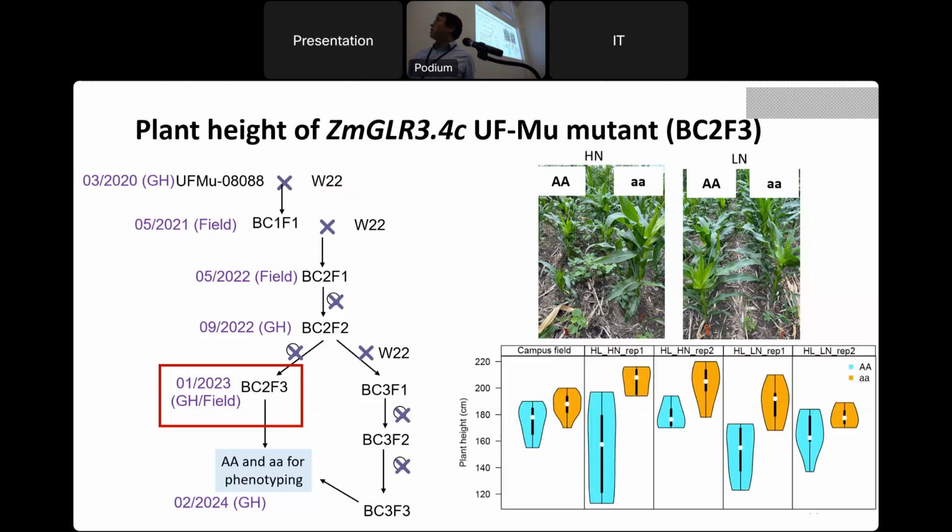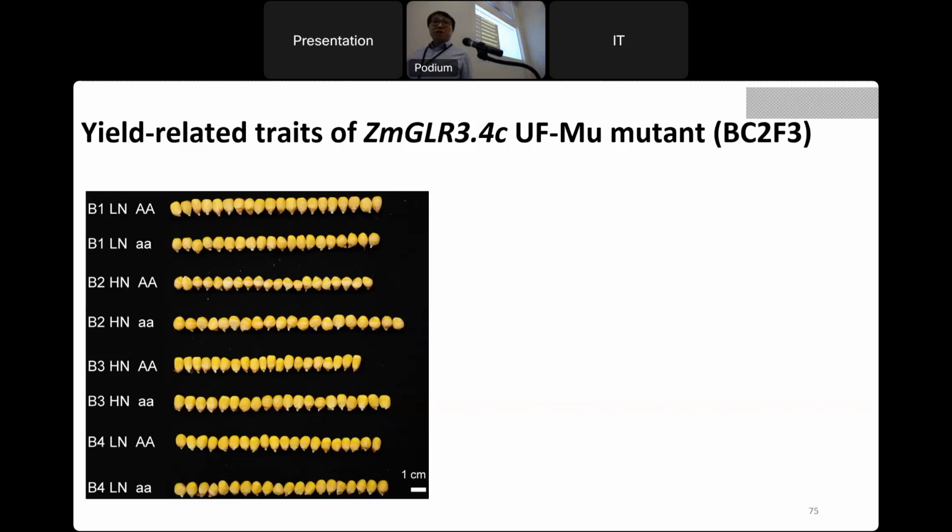So this is the data, each with 2 replications and under high and low condition. Very interesting. And for the kernel, you can see under low conditions it didn't change much, meaning that, again, it is consistent with our resilient hypothesis.